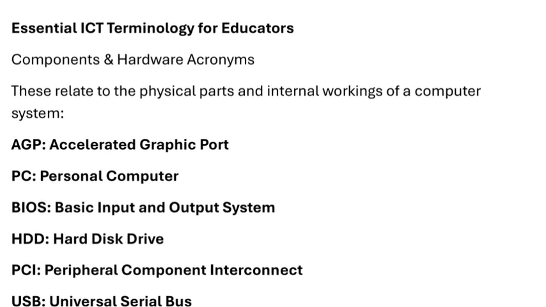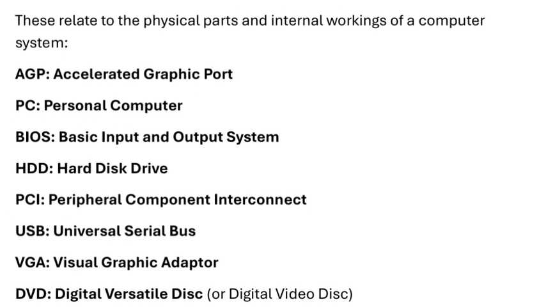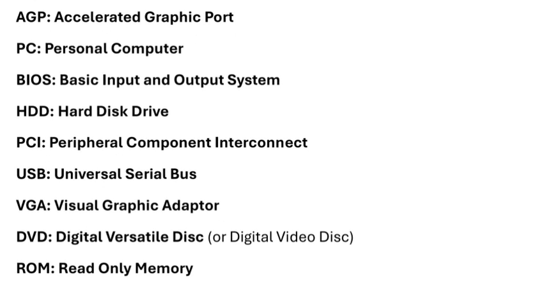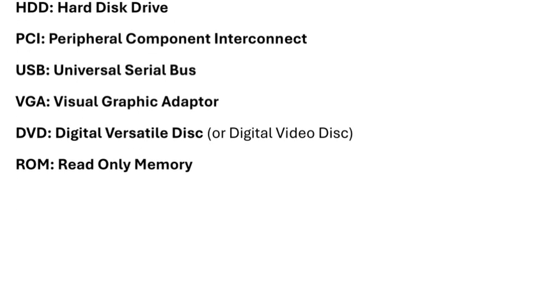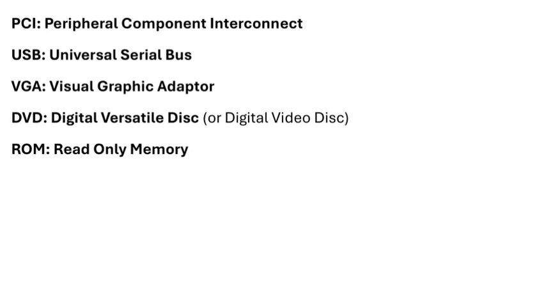Essential ICT terminology for educators. Components and hardware acronyms. These relate to the physical parts and internal workings of a computer system. AGP, Accelerated Graphic Port. PC, Personal Computer. BIOS, Basic Input and Output System. HDD, Hard Disk Drive. PCI, Peripheral Component Interconnect. USB, Universal Serial Bus.